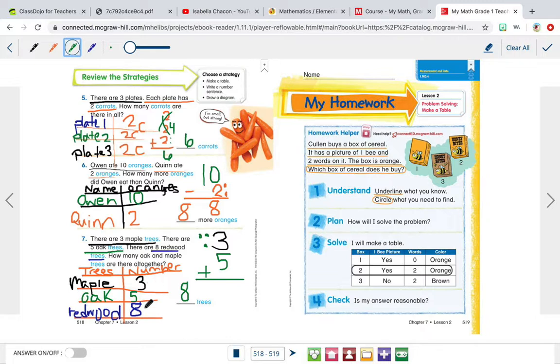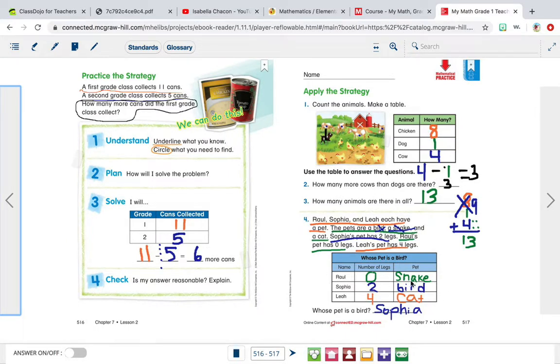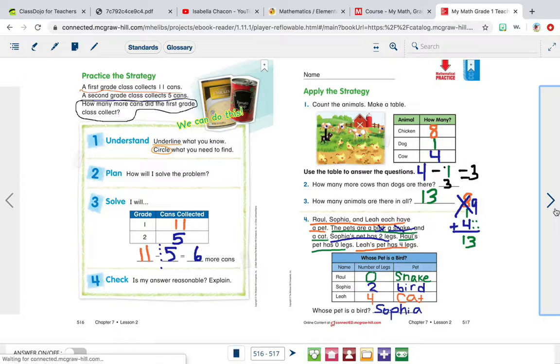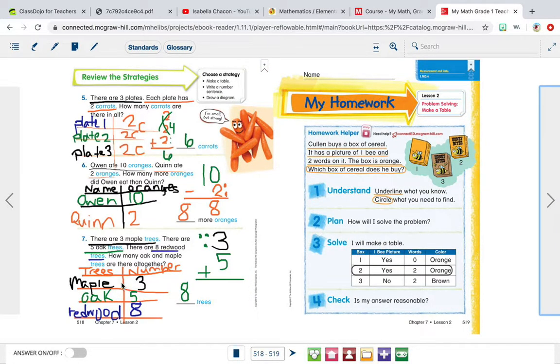So that's the end of our lesson for today. I hope you liked drawing our tables or diagrams. These are really fun because it shows you all the numbers and categories together. So it shows you what type of tree you're looking at. And it can show you what boy and how many oranges did they eat, and what plate and how many carrots are on there. So diagrams are super helpful, and I hope you enjoyed this today.